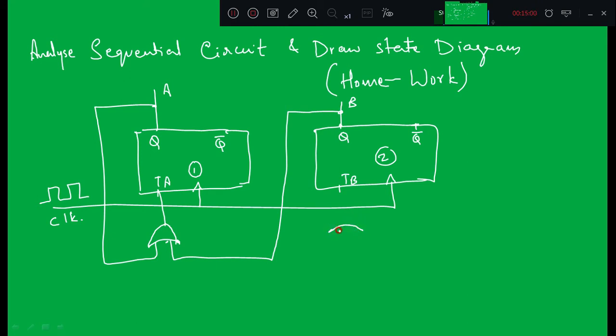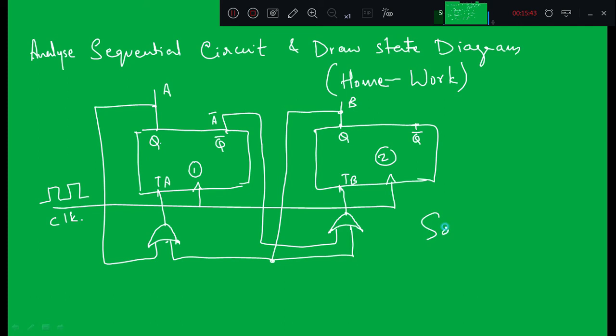The second flip-flop input TB is connected to the output of a second OR gate. The inputs for the second OR gate are this Q bar, and since Q is connected to A, Q bar is nothing but A bar here, and the second input is B. B is connected to one input of both the OR gates, and this is Q bar. So this is the given sequential circuit.